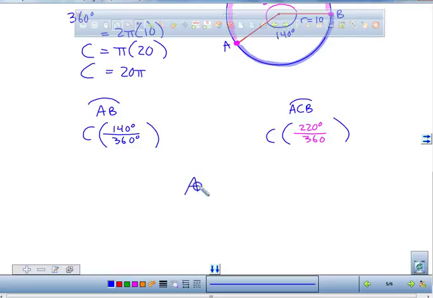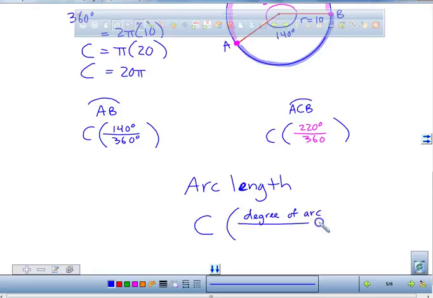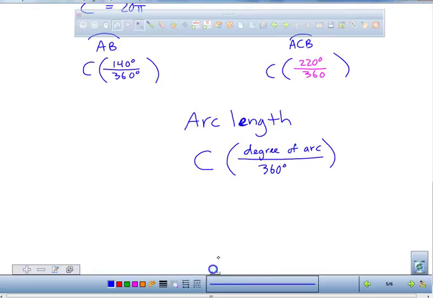So this is what I'd like you guys to do. Here is your formula for arc length that you need in your journal. Here we go. Write down this formula that you can use at a later date, like tomorrow when you've forgotten everything that you learned today. All right? Arc length is equal to the circumference times the degree of the arc that you're searching for, out of 360 degrees, also known as 2 pi r times the degree out of 360.